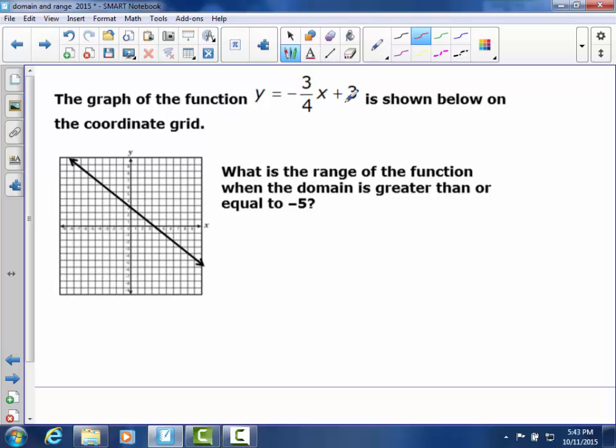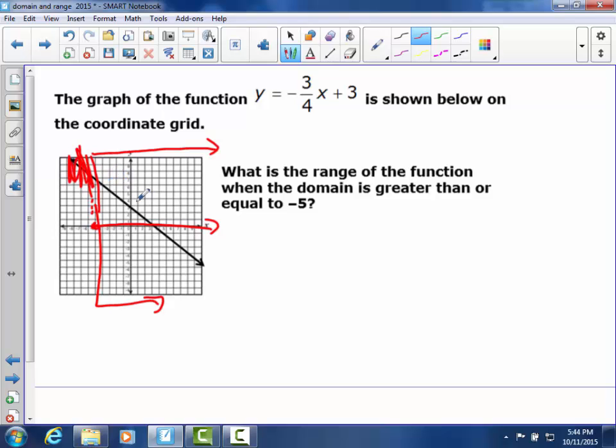All right, the graph of the function y equals negative 3/4 x plus 3 is shown below on the coordinate grid. What is the range of the function when the domain is greater than or equal to negative 5? So if the domain is greater than or equal to negative 5, we would count over here to negative 5. Right? And then it would be continuing on forever this way. Okay? So if we take that up to our grid, right, that means everything this way from this line over is part of our graph. We no longer care about this part of our graph.